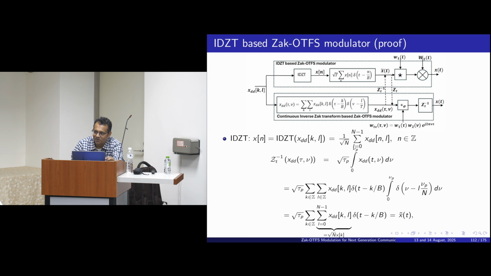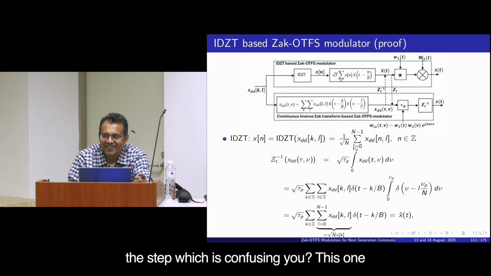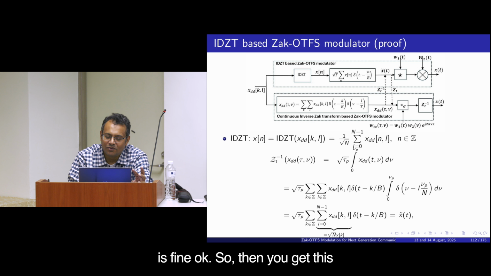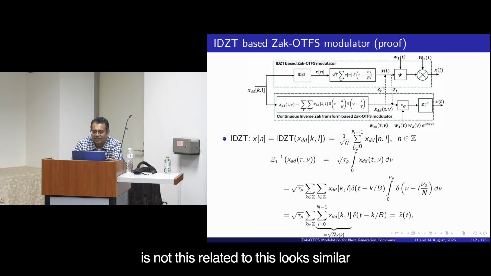Not okay? Not sure, why? No, I mean, which is the step which is confusing you? This one is fine. Okay. So then you get this step, right? And but what is this? If you look at this part here, isn't this related to this? Looks similar, right? It's exactly equal to square root of n times xk. I have put a k here, because this summation is over k.